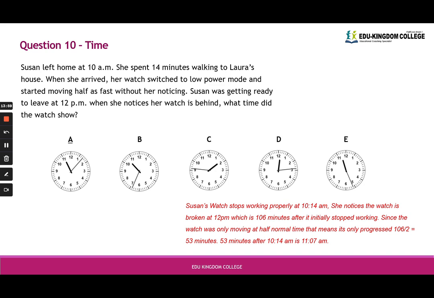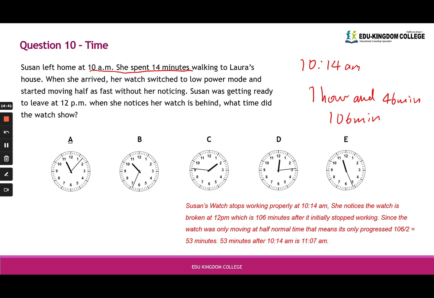Okay, so what we need to do is we need to know when the watch stopped working properly. So the watch stopped working properly 14 minutes after 10 a.m., so that'll be 10:14. And she was leaving at 12. So in between this we actually had 1 hour and 46 minutes, and that's just 106 minutes between 10:14 a.m. and 12 p.m.